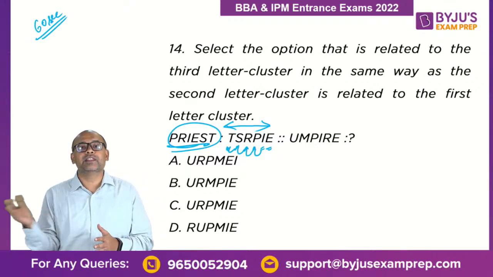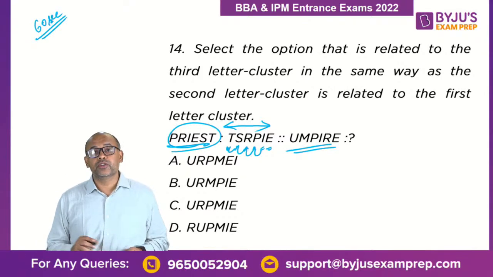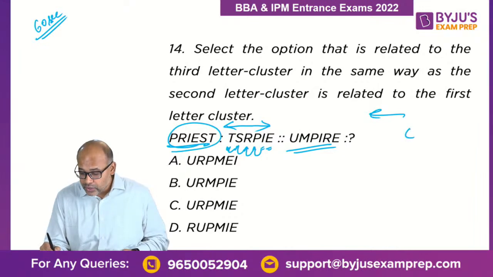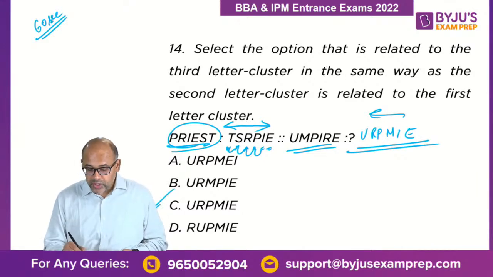Left to right is ascending, so right to left will be descending, right? So that's the logic. So which means empire should come in the ascending order from right to left. So this way should be ascending. So E, I, M, P, R, U. This should be your answer, which is your option number C.